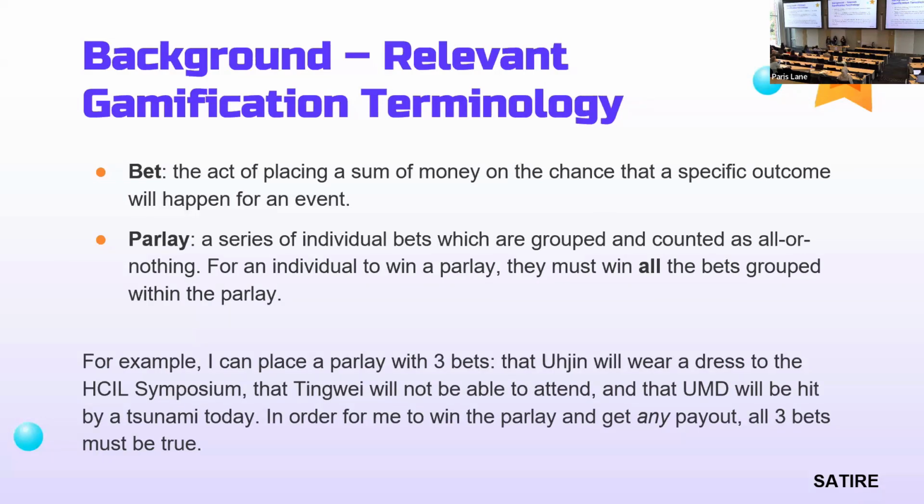So for example, I can place a parlay with 3 bets: that Jin will wear a dress to the HCIL Symposium, that Tingwei will not be able to attend, and that UMD will be hit by a tsunami today. And so for me to win and get any payout for this parlay, all 3 of these bets must come true. I must win all 3 of them.